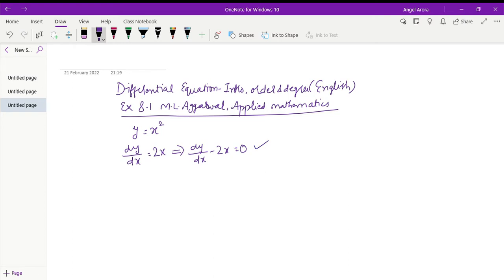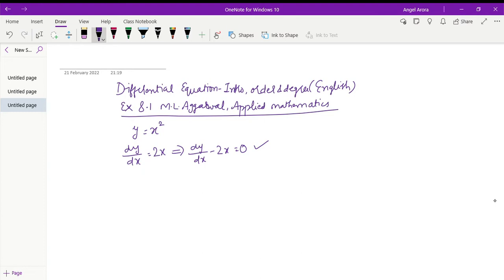So a differential equation is an equation which involves the independent variable, the dependent variable and the derivative of the dependent variable with respect to the independent variable. So what is order and what is degree? These are the two basic concepts of differential equation. Let's learn about order first. The order of a differential equation is the order of the highest order derivative appearing in the equation.